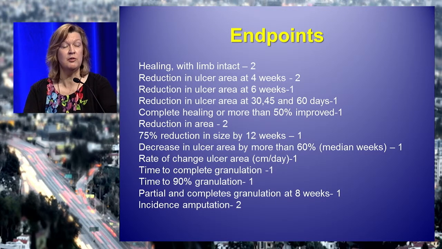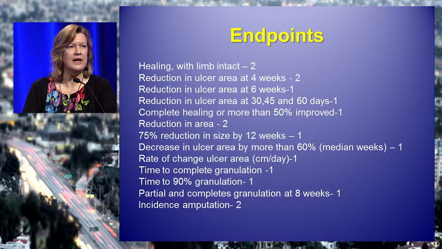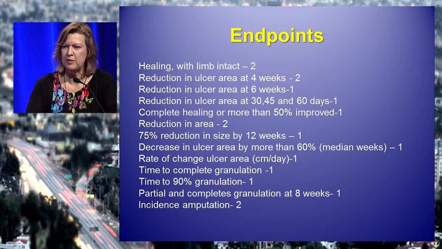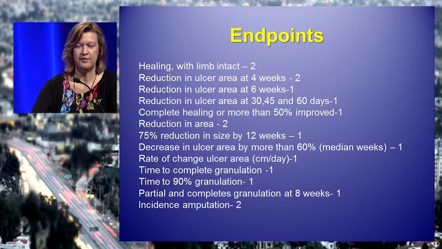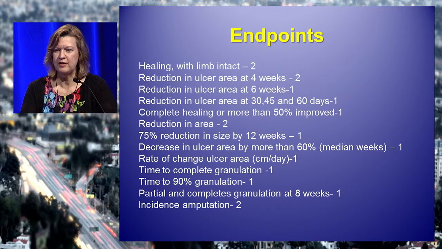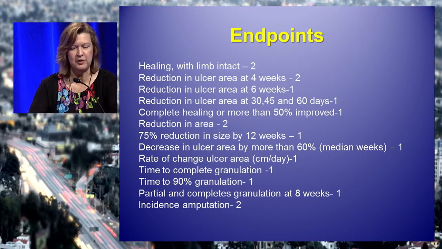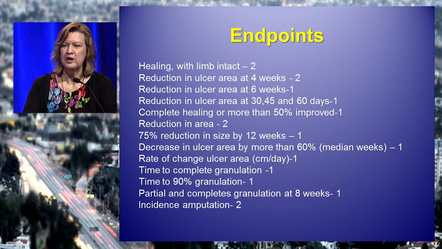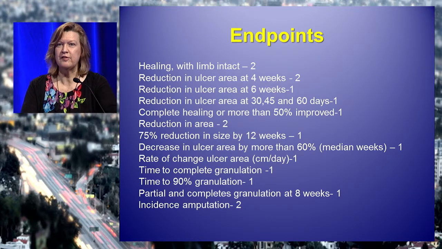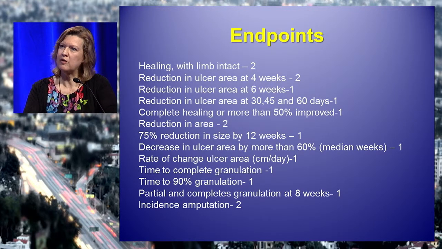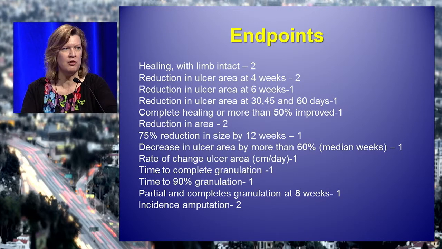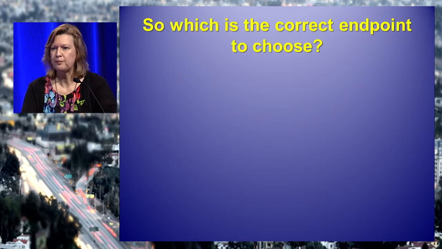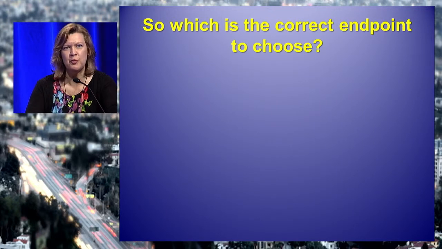In addition, there was healing with limb intact, which is one I particularly liked. Reduction in ulcer area at 4 weeks, at 6 weeks, at 30, 45 and 60 days. Completing healing or more than 50% improved, a combined endpoint: reduction in area, 75% reduction in area, 60% reduction in area, rated change of ulcer area, time to complete granulation, time to 90% granulation, partial or complete granulation, or the instance of amputation. How on earth can we compare therapies when we've just got such a wide range of endpoints to look at? So which is the correct endpoint to choose?